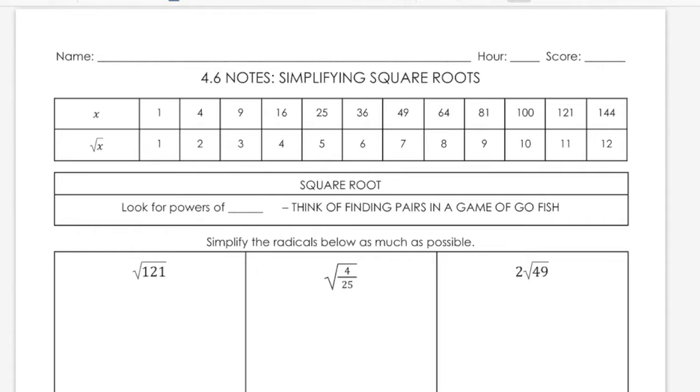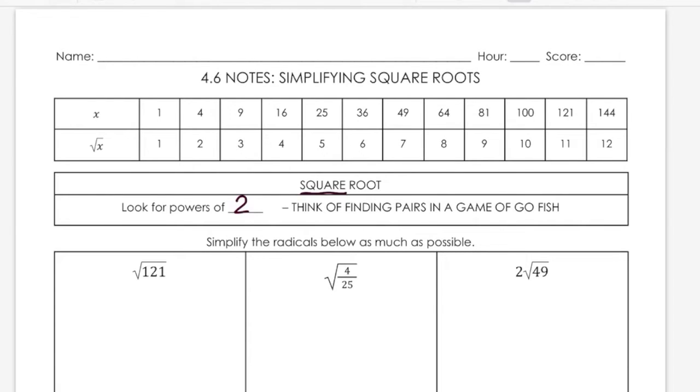What we're going to be doing is looking for powers of 2 to come out of the square root, because a square root, or a square, is the second power. Think of finding pairs in a game of Go Fish. For example, if you had 2 5s, you could put them down and make a pair. We're looking for things to come outside of the square root box, just like you're looking to get rid of cards in Go Fish. We're going to start with some that are a little bit easier.